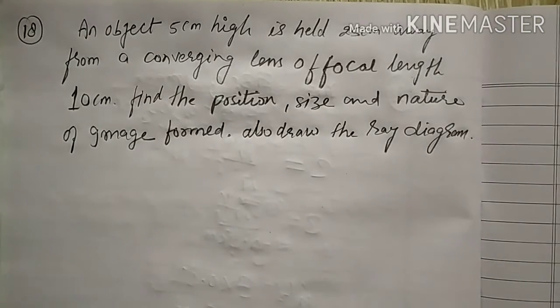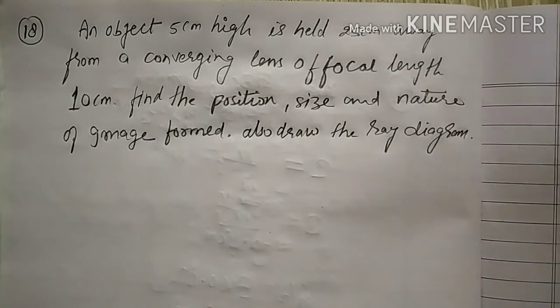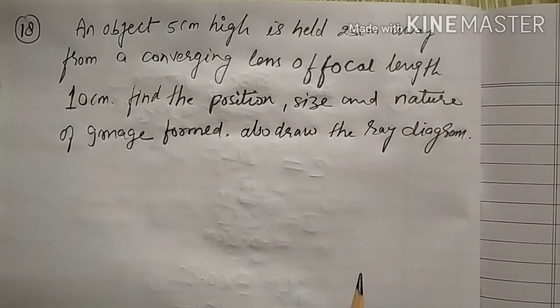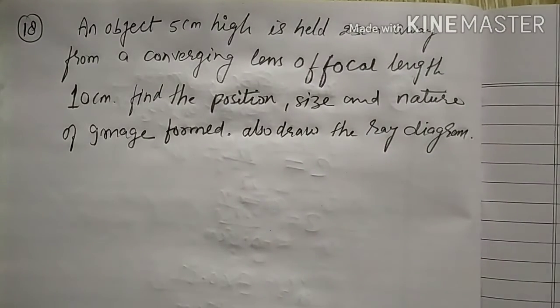Now students, I brought one more question. I wrote the question so that you can understand well. It is mentioned in the question: an object 5 centimeter high is held 25 centimeter away from a converging lens of focal length 10 centimeter. Find the position, size and nature of the image formed. Also draw the ray diagram. So first of all I will do the calculation portion, then we'll draw the diagram also.